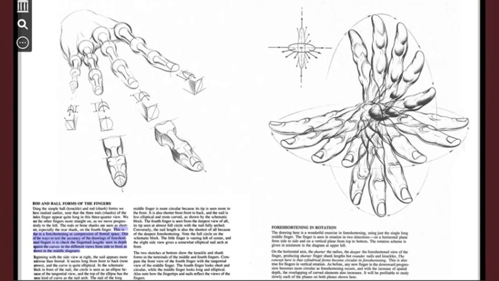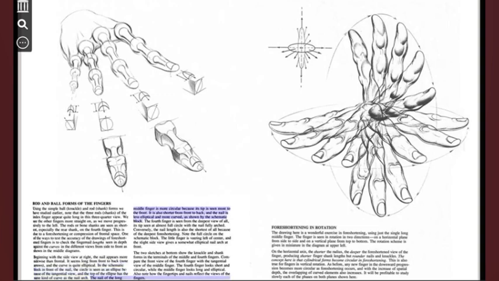One of the ways to test the accuracy of the drawings of foreshortened fingers is to check the fingernail length seen in depth against the curves in the different views from side to front as shown in the middle diagrams. Beginning with the side view at right, the nail appears more sidewise than frontal. It seems long from front to back. Note arrows, and the curve is quite elliptical. In the schematic block in front of the nail, the circle is seen as an ellipse because of the tangential view, and the top of the ellipse has the same kind of curve as the nail arch.